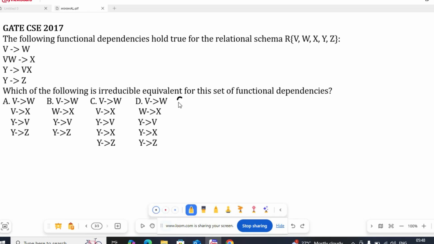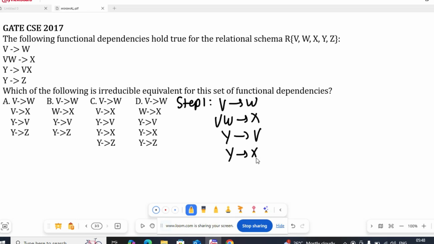Step 1. What was step 1? Apply the decomposition rule. On the right hand side, we have two elements, right? So it will become V to W, VW to X, and Y to VX; there are two attributes now, so we'll decompose it. Y to V, Y to X. Step 2, I told you, is to find extraneous attributes.